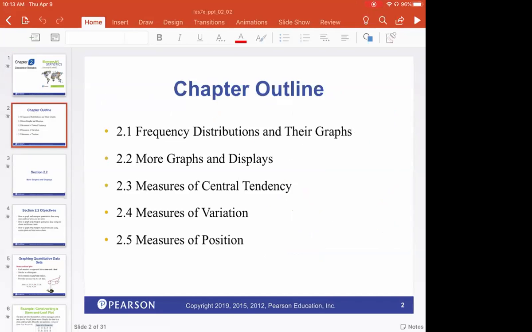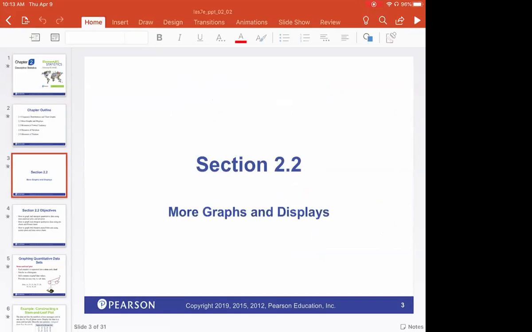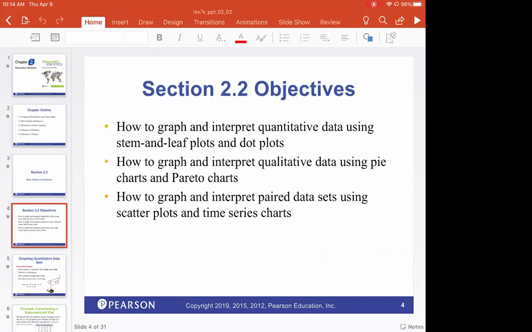All right, so this section, 2.2, is about more graphs. I think 2.1 was more challenging. It had more to do with graphs. This one's kind of like an overview and a couple more graphs. We're going to learn how to graph and interpret quantitative data using stem and leaf plots and dot plots, how to graph and interpret qualitative data using pie charts and Pareto charts, and how to graph and interpret paired data sets using scatter plots and time series charts.